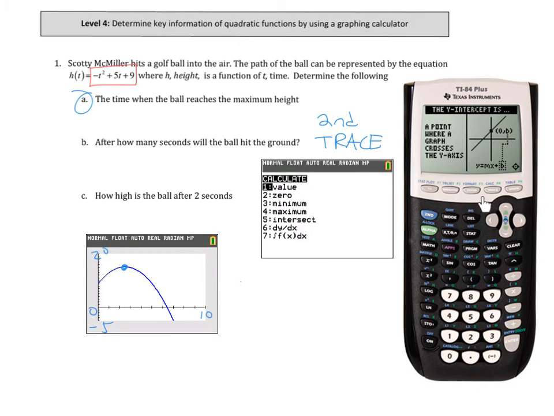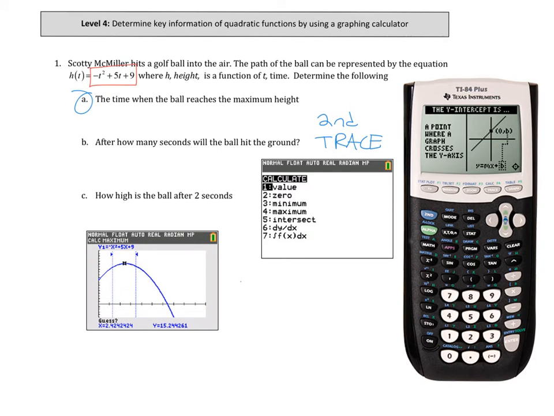So again, the buttons are second, the blue button, and then trace, which is next to graph on one of those 5 buttons below the screen. And there's a couple options. We're going to use that screen for a couple different things. The first thing we're going to be finding is the maximum point. So you're going to choose number 4. And when you do that, it's going to say left bound question mark.